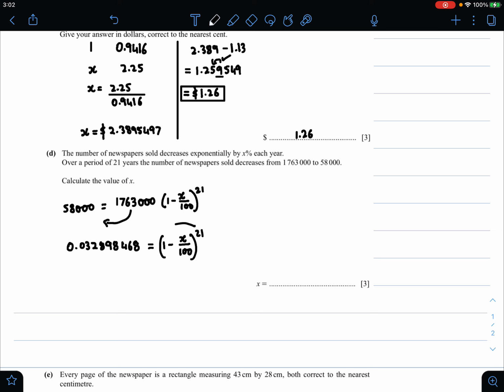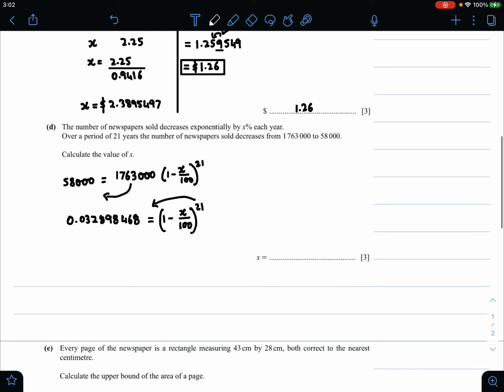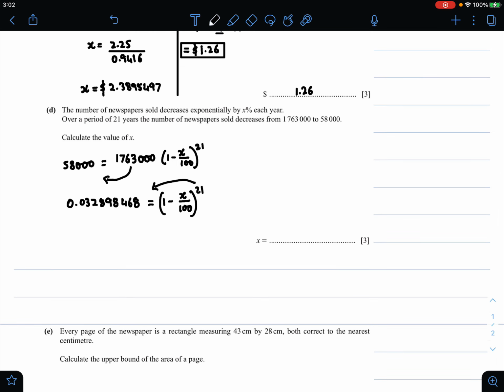Now we can move the 21 to the other side of the equation. When we move an exponent to the other side, it becomes the root of that exponent. So in this case it's 21, so it will be the 21st root of the following number, that is 0.0328. So the 21st root of this number will be equal to 0.8499420541, which is equal to 1 minus x by 100.